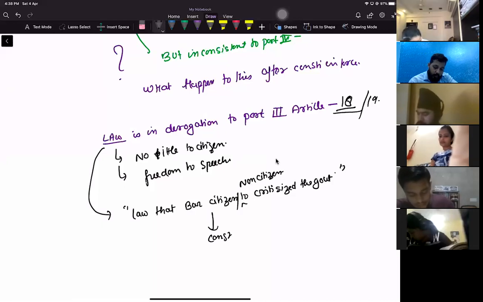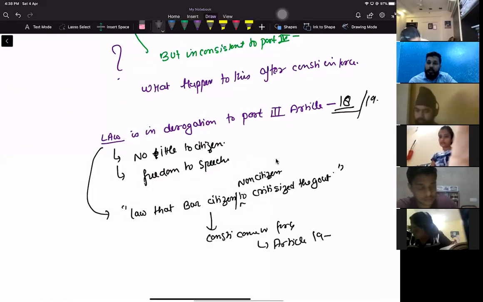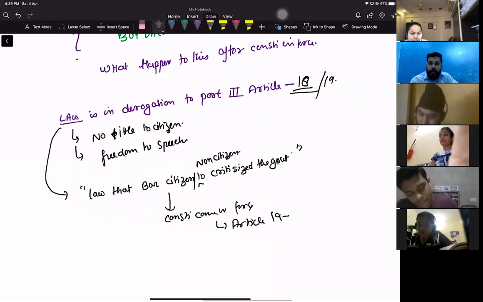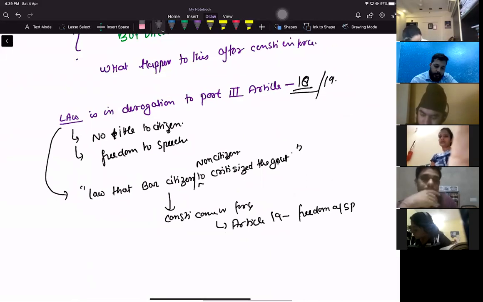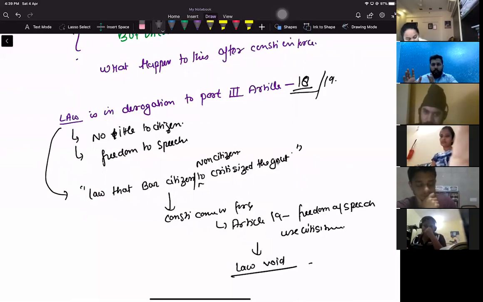The Constitution came into force. Article 19 says freedom of speech includes criticism, right? Freedom of speech includes criticism. And hence, the law is void. The law becomes dormant, the law becomes void.